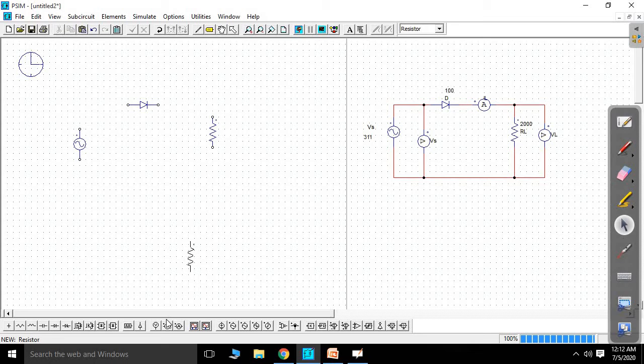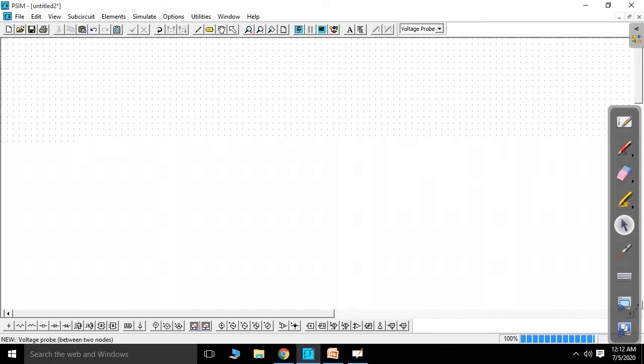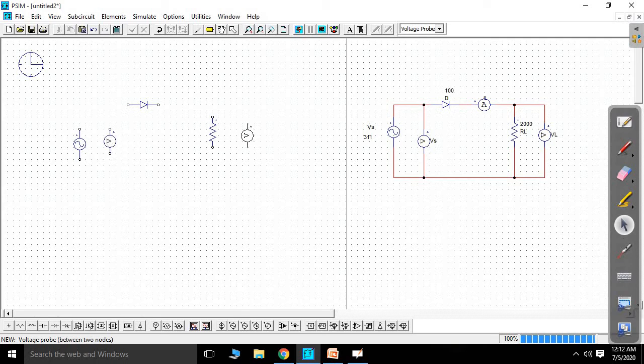Here it is a voltmeter. I have to rotate it first, so I will put one voltmeter across the supply voltage and one voltmeter across the load. Then I need one ammeter to check the load current, so I will put one ammeter here. So now I am having this circuit.